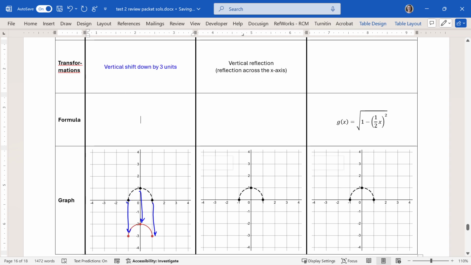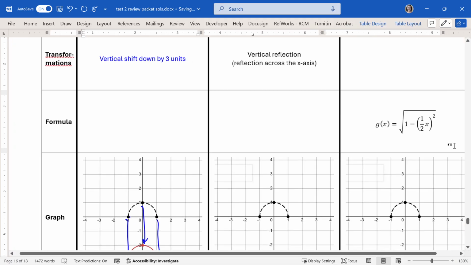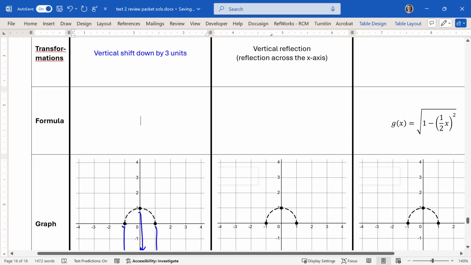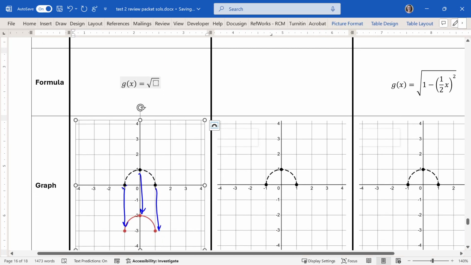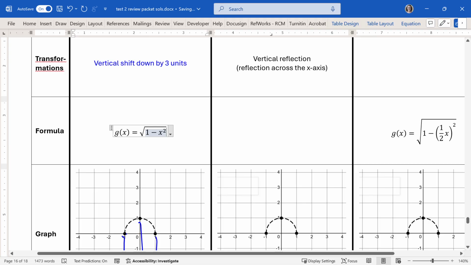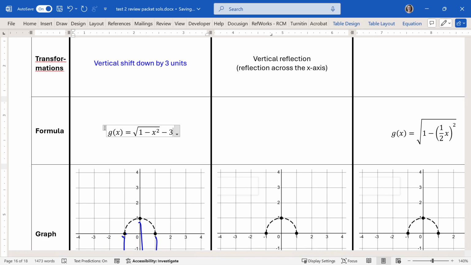All right. And then what is the formula for that? So for vertical changes, you always make your change to the outside of the formula, to the entire formula as a whole. So the original formula, which we're going to start with, is square root of 1 minus x squared. And we want to shift down by 3. For shifting, you're always going to use plus or minus a number. And since it's vertical, we're doing this to the outside of the formula. So we are going to subtract 3 from the formula.